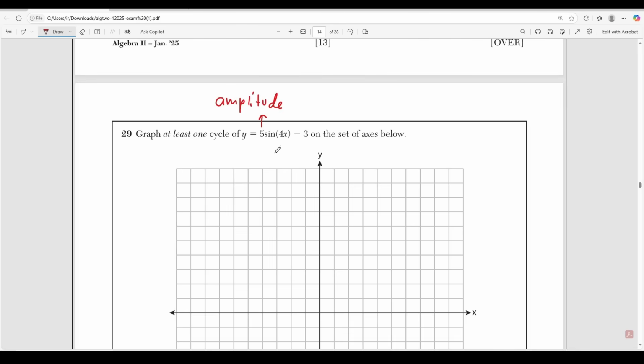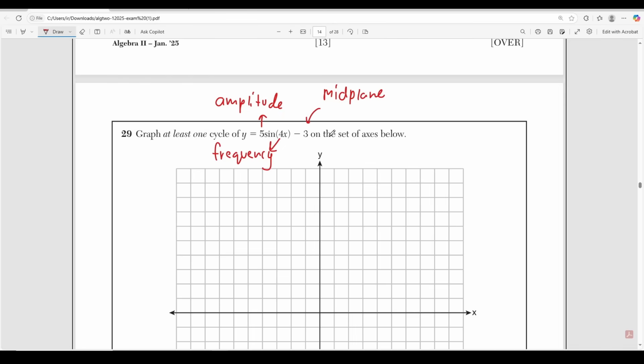Whatever is before your sine or your cosine is going to be your amplitude. So if I had like 3 cosine 5x, this 3 would be my amplitude because it's in front of my trig function. Okay, so that's my amplitude. This 4x, well, my x is just my x, right? Nothing special about that. But this 4 is going to represent my frequency. And this -3 is going to represent my midplane.